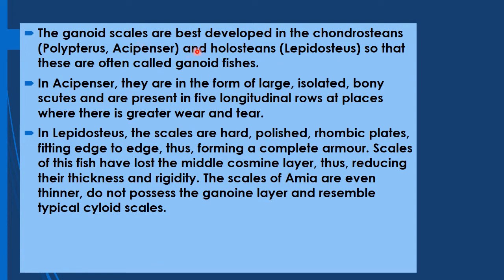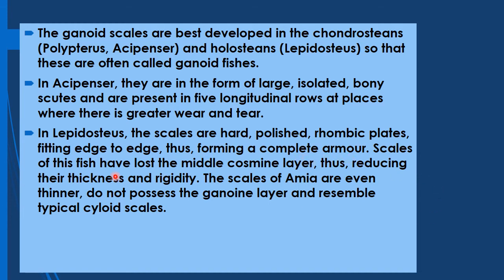The ganoid scales are best developed in the chondrosteans, that is Polypterus and Echinoptera, and holosteans, that is Lepidosteius, so they are often called ganoid fishes. In Echinoptera, they are in the form of large isolated bony scutes and are present in 5 longitudinal rows at places where there is greater wear and tear. In Lepidosteius, the scales are hard, polished, rhombic plates fitting edge to edge, thus forming a complete armor.